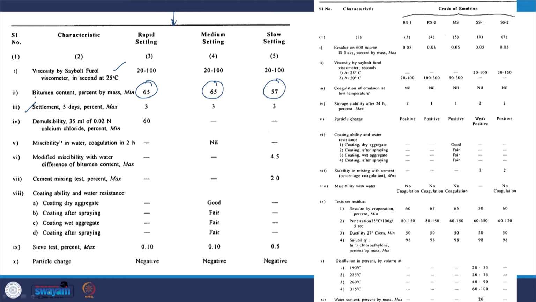So, there should not be much difference. Again, this is for the cationic form of emulsion, and you can see we have a set of requirements which is mostly similar to the anionic emulsion. In addition to that, we also have tests on residues, which means the bitumen which we get after removing the emulsifier, and on that we have to perform the penetration test, ductility test, solubility test, and so on. So, these are some of the requirements to grade the emulsions under different categories.